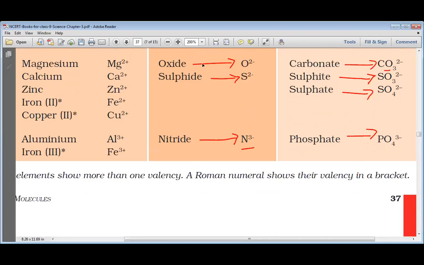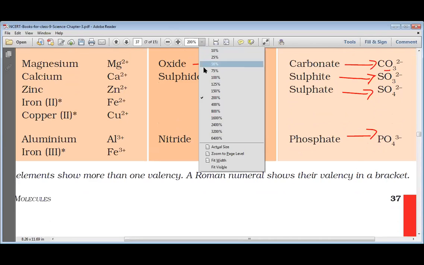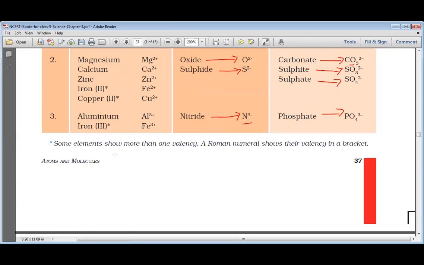You can see here, even in your textbook, it is written, let us read, that some elements show more than one valency. A Roman numeral shows their valency in the bracket, and this is how we understand copper plus 2 and copper plus 1, iron 2 and iron 3 ions, and we write their positive charge, or their valency, in the bracket with Roman numerals, my dear students.